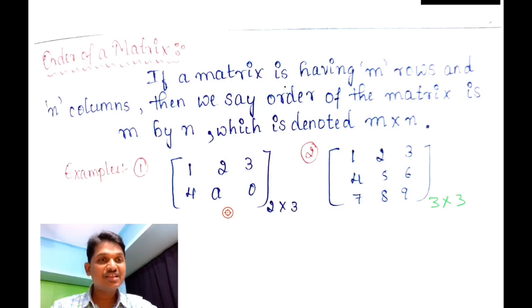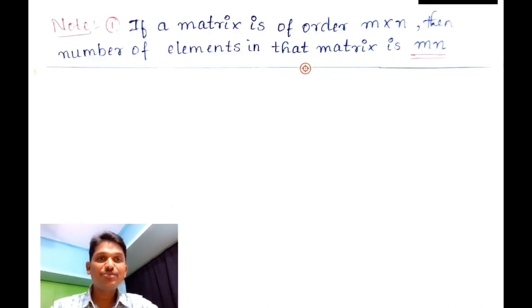You can observe in this matrix how many elements are there? 6 elements are there. You observe order of this matrix is 3 by 3. And how many elements present in this matrix? That is 3 into 3. 9 elements. 3 into 3, 9 elements. I hope you understand what I am saying. So, if a matrix is of order m by n, then number of elements in that matrix is mn. Okay. The same point you can observe here. If a matrix is of order m by n, then number of elements in that matrix is mn. Is that clear what I am saying?